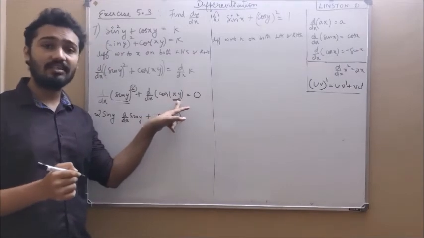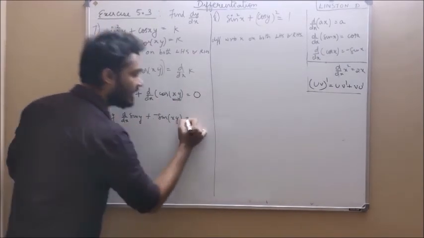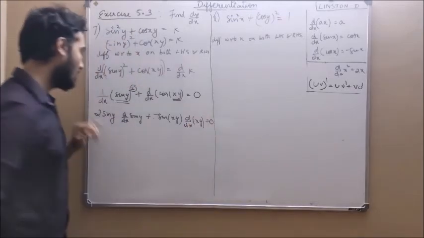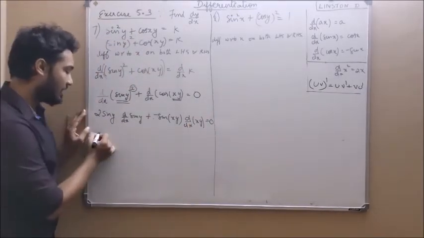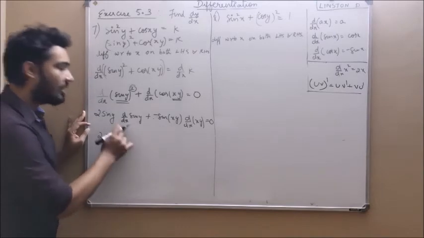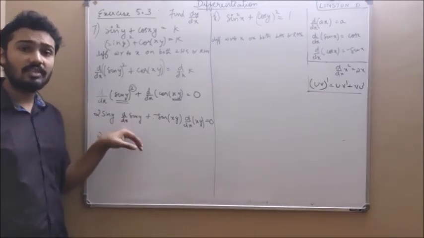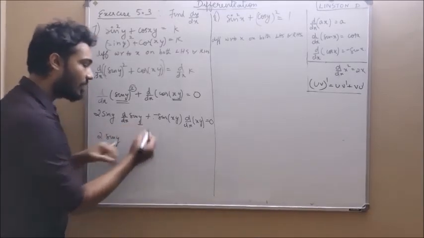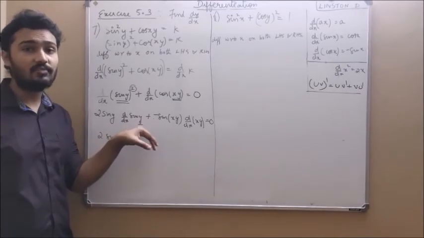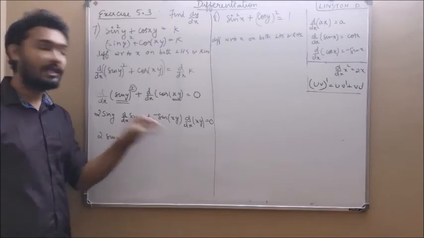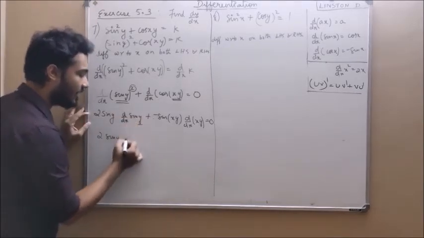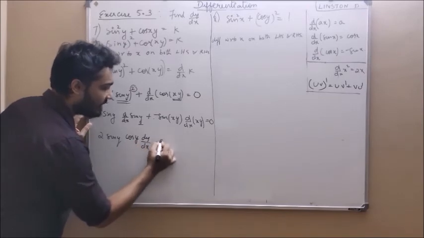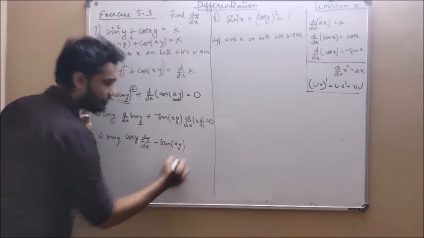Now there is an inside function xy, so we have to differentiate d by dx of xy, which is equal to 0. Now solve this. So this is 2 sin y, d by dx of sin y. What is the differentiation of sin x? Differentiation of sin x is cos x. And here, remember, y is there, not x. y is a dependent variable, so dy by dx. So the differentiation of sin y is cos y dy by dx, minus sin xy.